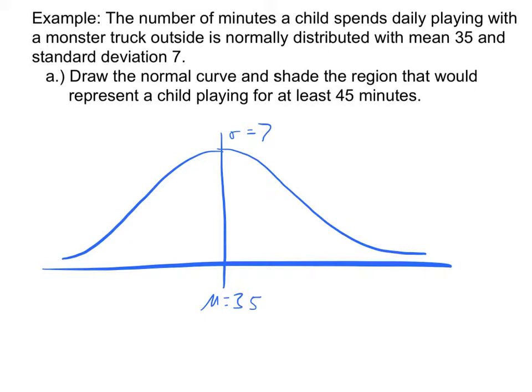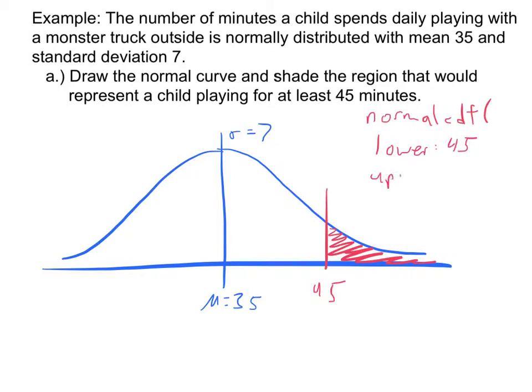Representing a child playing for at least 45 minutes, that means there's a 45 here, and we're looking at the area larger than that. So again, we go in and put in normal CDF. We tell it that our lower bound is 45. Our upper bound, we weren't given an upper bound, so we can put 999.